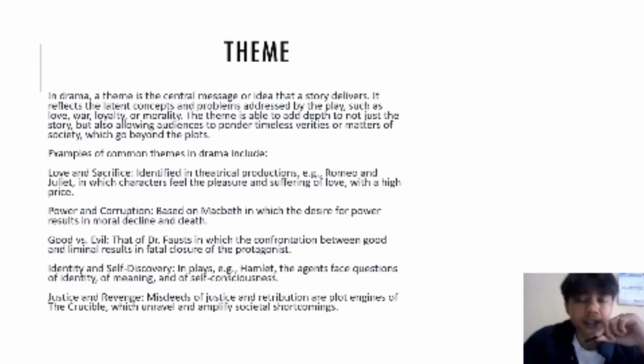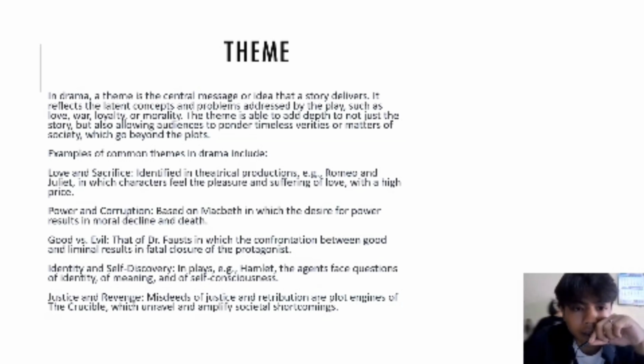Next, theme. In drama, the theme is the central message or idea that the story delivers. It reflects the latent concepts and problems addressed by the play, such as love, war, loyalty, or morality. The theme is able to add depth to not just the story, but also allows audiences to ponder timeless verities or matters of society, which go beyond the plot.